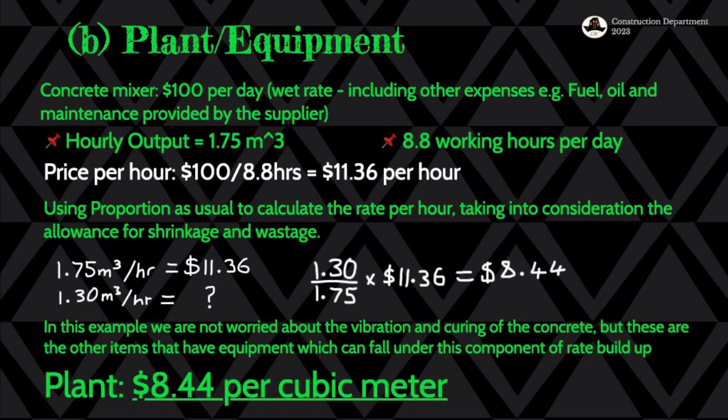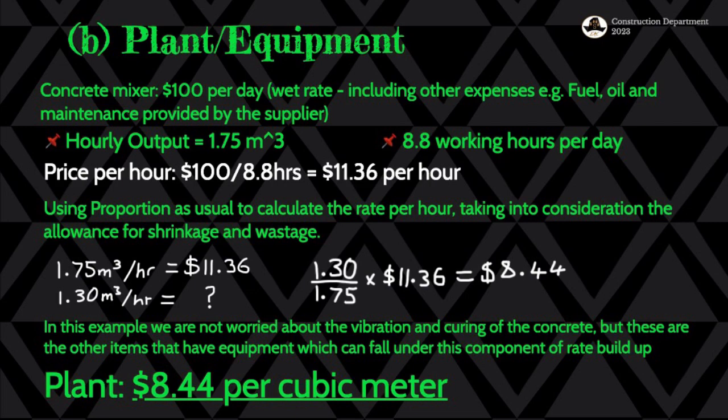Okay, so with the values that we have, $100 per day. We have an hourly output of 1.75 cubic meters, and remember, we are dealing with cubic meters, so it's dollars per cubic meter. So we need cubic meters, we need the price per day, and we need the number of hours used per day, because we are going to charge the client per hour. This is the equipment that we're going to be using. So we are going to see that we have to convert using per hour. So I then say the price per day divided by the number of hours per day, that's the number of working hours per day, which is 8.8.